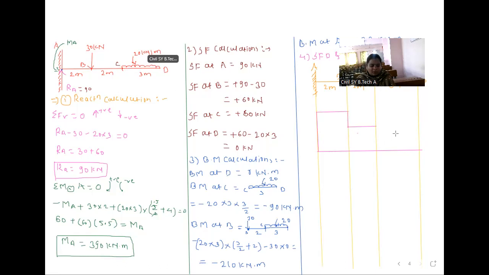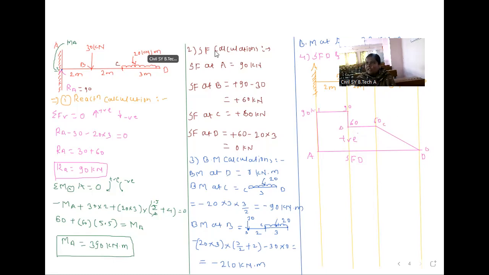After that, shear force at D is zero. So we will connect this. So this is the shear force diagram. All values are positive, so the whole figure is positive. This is A point, here 90 kilonewton. Here same 90. But at B point, 30 kilonewton downward, so here the shear force is 60. After that, this is constant up to C point, and shear force at D is zero. This is B point and this is C point.